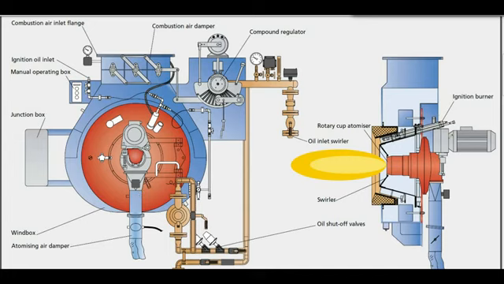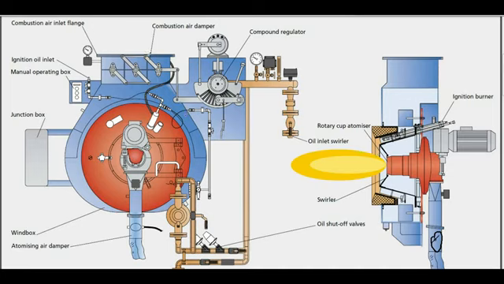Here is the electric motor which drives the burner rotary cup through the belt drive, and the primary air enters here. This is the primary air damper, which is to be noted, and through this it enters, forces the oil and mistifies it, and the mist gets distributed in the combustion chamber.